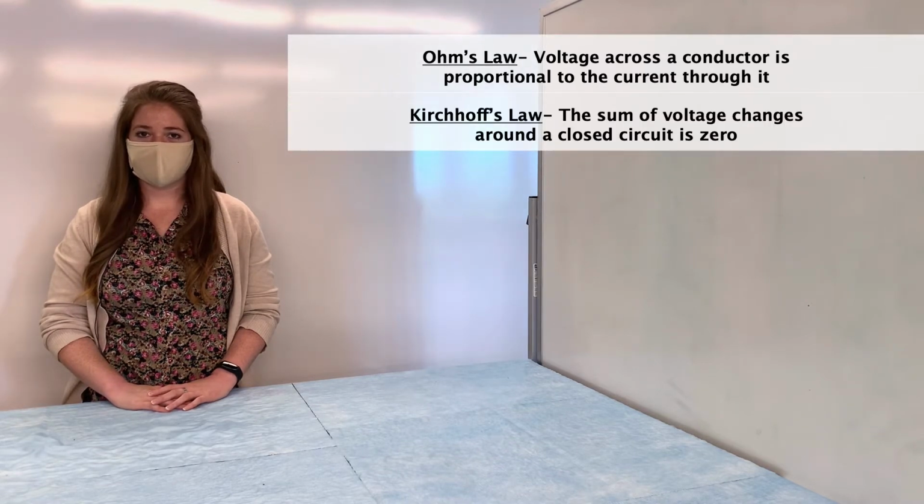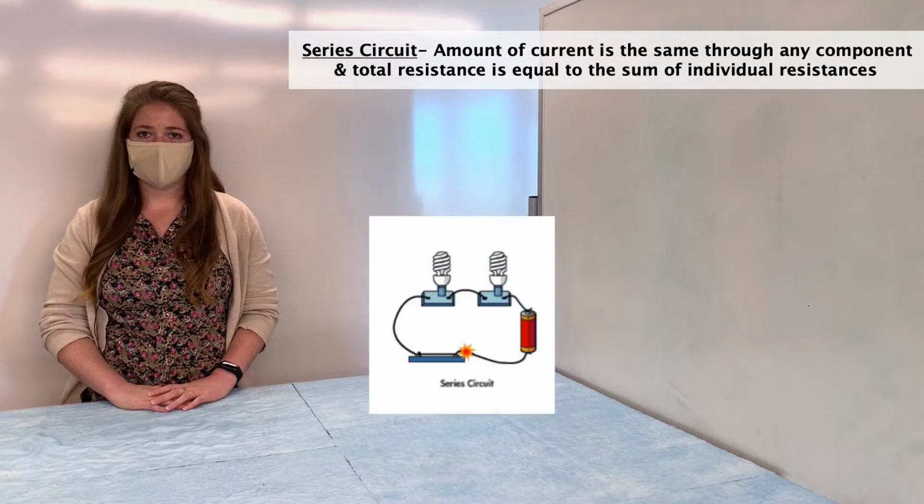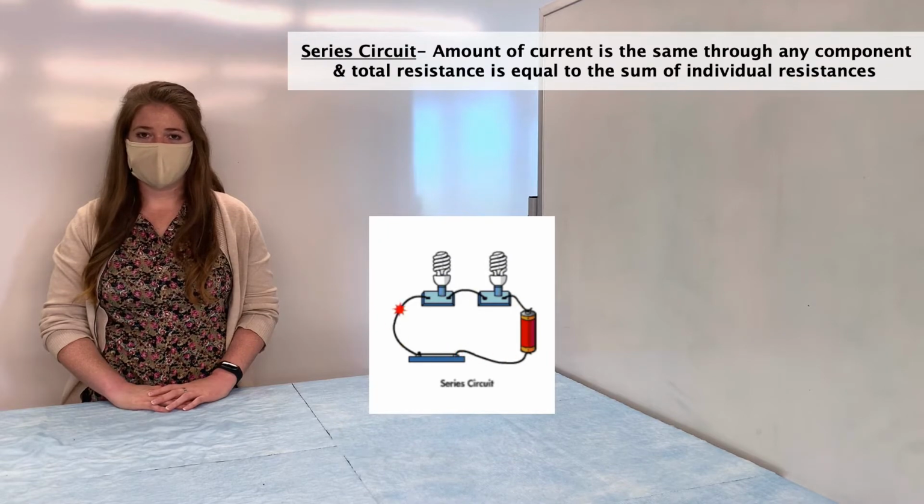Today I'm going to be building a variety of different circuits, and there are actually 2 different types. In a series circuit, the amount of current is the same through each component of the circuit, and total resistance equals the sum of individual resistance. In a parallel circuit, there are 2 or more paths for the current to follow, the voltage is the same across each component, and the current in each path is equal to the current that flows from the source.